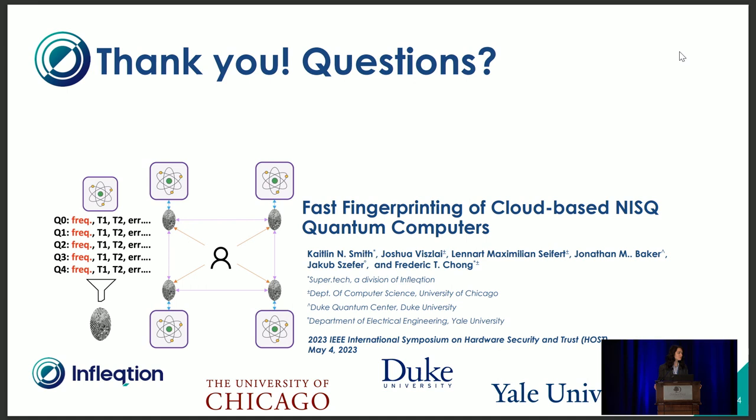So how many different parameters do you think you might be able to leverage from one qubit? Do you have any idea about how many sources of variation, right? We call it entropy, right?